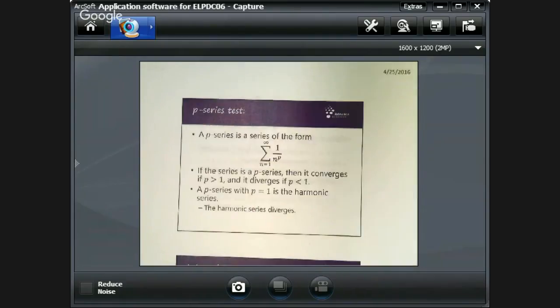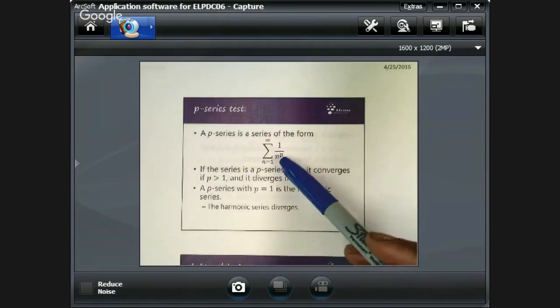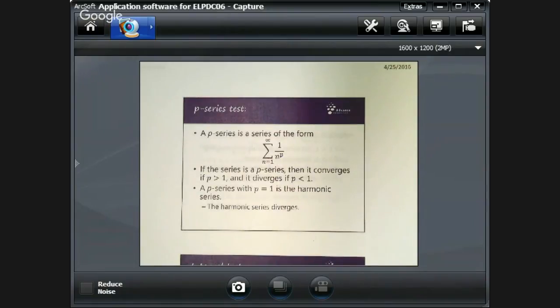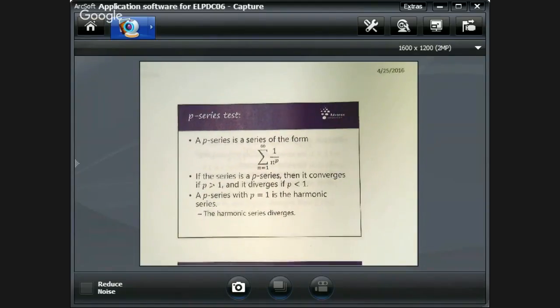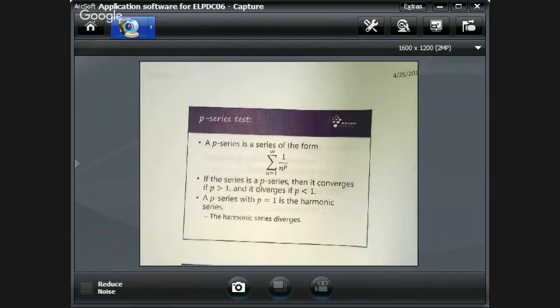Now, if it's not a geometric series, you're going to hope that it's a p-series. Okay? A p-series is of the form 1 over n to the p. Right? This p here is an exponent. If your p-series is of that form and that p is greater than 1, it converges, and if p is less than 1, the p-series diverges. If p is equal to 1, you have a special case that we call the harmonic series, and the harmonic series diverges. You just need to remember that. You talk to your teacher about why that is, but the harmonic series, 1 plus 1/2 plus 1/3 plus 1/4 plus 1/5, etc., diverges.